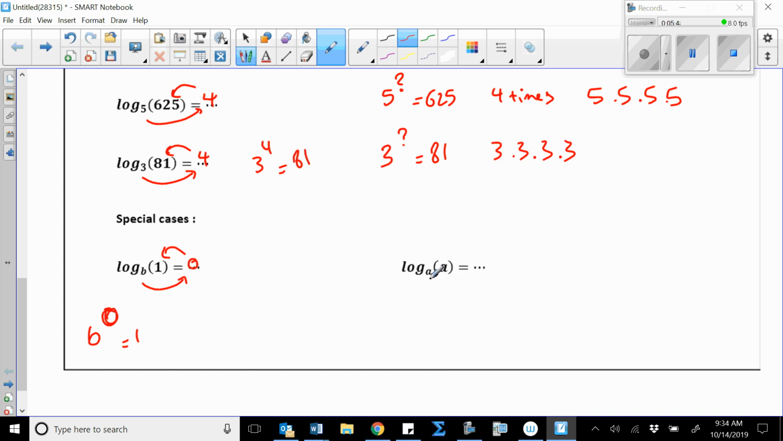And in this case, log of a with base a. So if you have a number and you want to take the log of that with the same number base, the question of this log is actually a to the power of what number is equal to a. So we know that if you raise a to the power of 1, that's equal to itself. So the answer is 1.